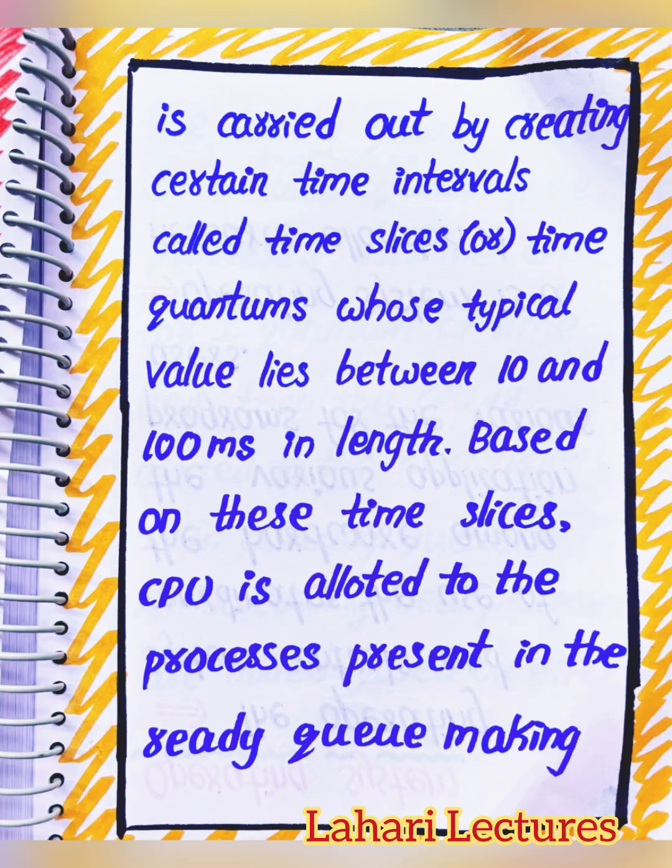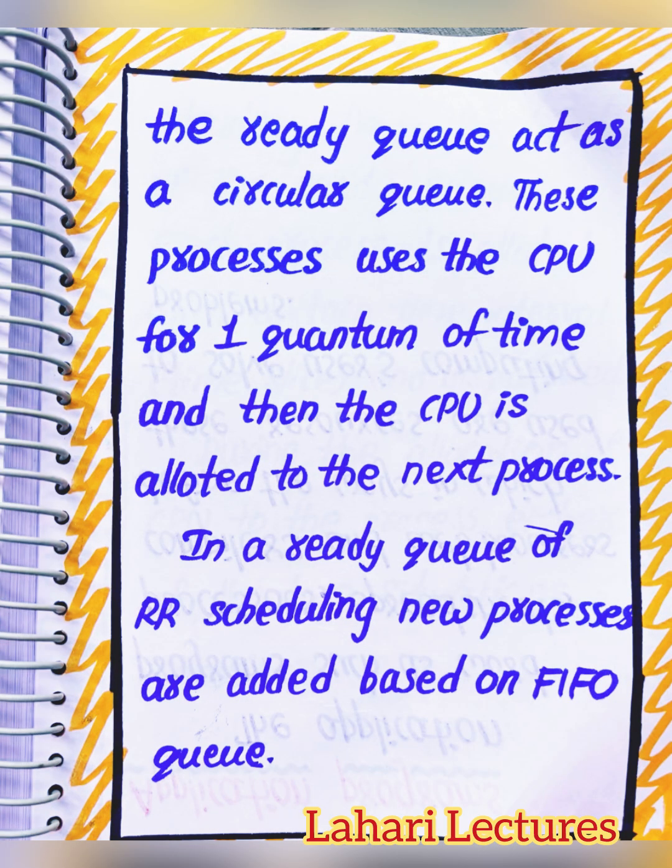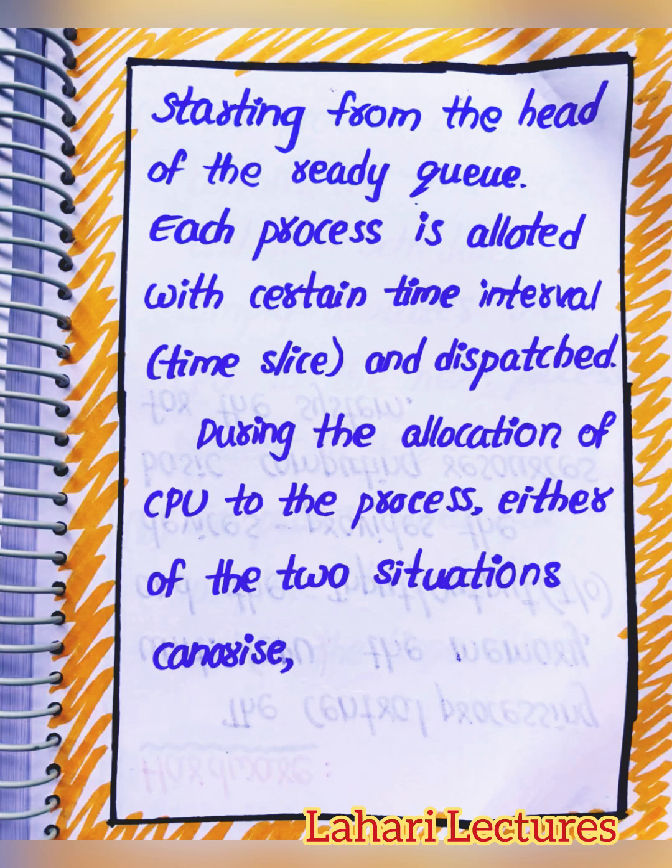Based on these time slices, the CPU is allotted to the processes present in the ready queue, making the ready queue act as a circular queue. These processes use the CPU for one quantum of time, and then the CPU is allotted to the next process. In a ready queue of RR scheduling, new processes are added based on a FIFO queue.